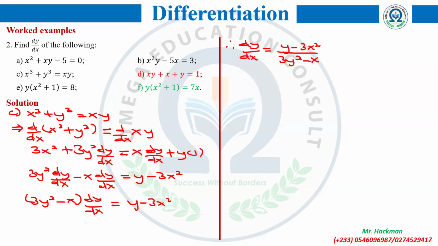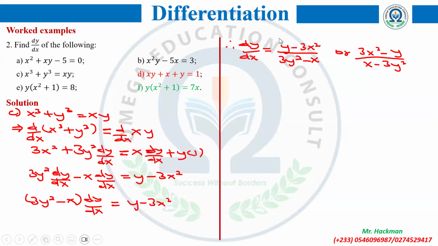So let me write it here. Those who did that movement, this will be your answer. If you had that answer, that doesn't mean you are wrong. You will factor out negative. So that will give us 3x squared minus y, all over x minus 3y squared. I don't know if you get my point. Yes, please. So any of these two would be correct.